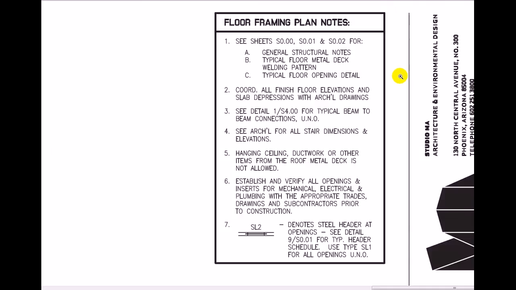Okay, we'll jump over here. We'll look at these floor framing notes. It's always good to read the notes. A lot of good information there. So if we look at this, this tells us kind of where to go to get some information. Down here denotes steel header at openings. So L for lintel or header. So it just tells you what detail to go to. So a lot of times your general notes are going to cover very basic things that look like they're missing from the drawings.